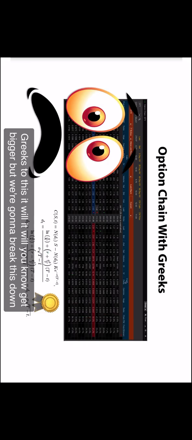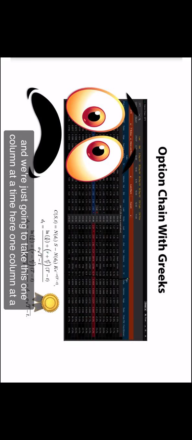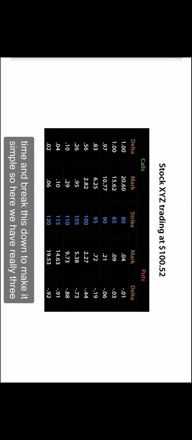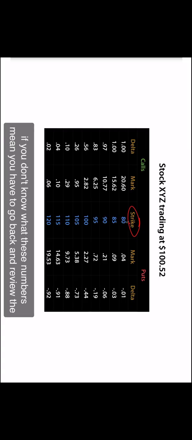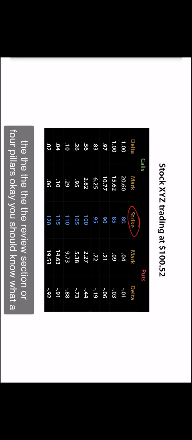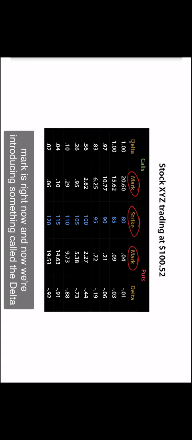But we're going to break this down, and we're just going to take this one column at a time, one column at a time, and break this down to make it simple. So here we have really three pieces of information. We have a strike price. You should already understand that. If you don't know what these numbers mean, you have to go back and review the review section or 4 pillars. Okay. You should know what a mark is right now. And now we're introducing something called the delta.